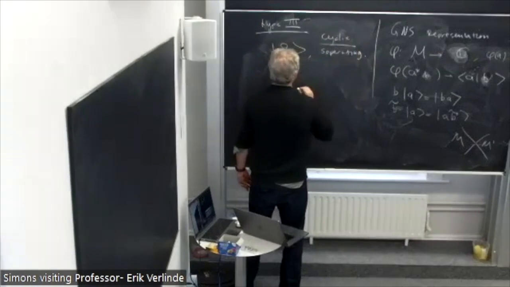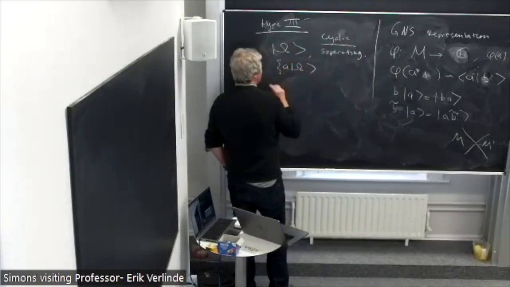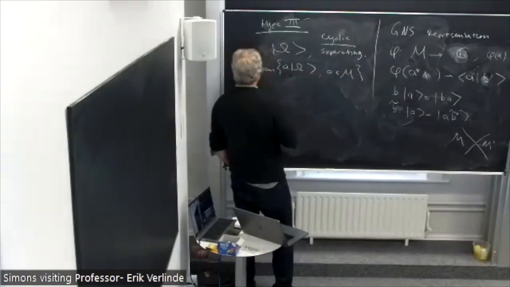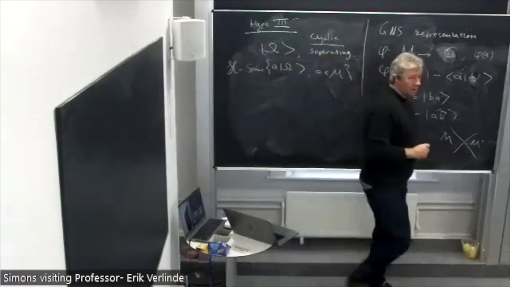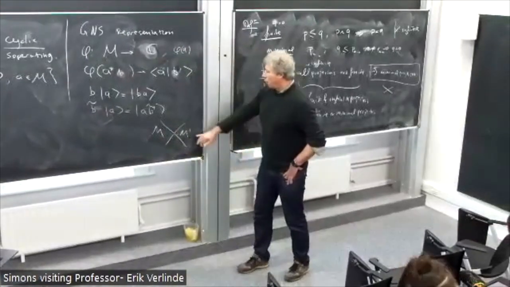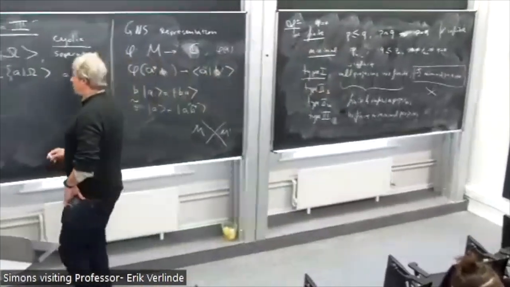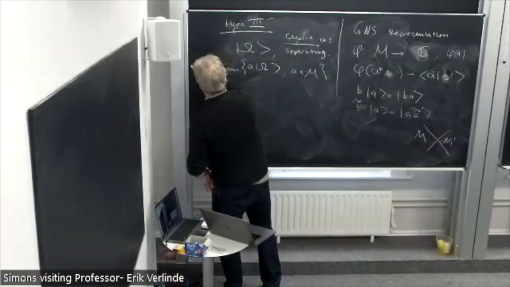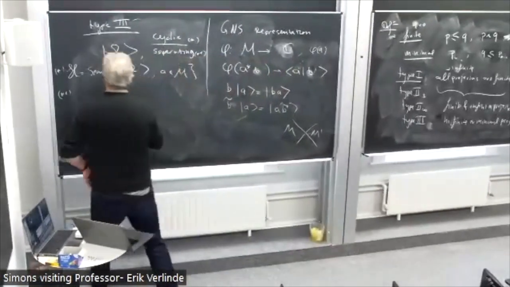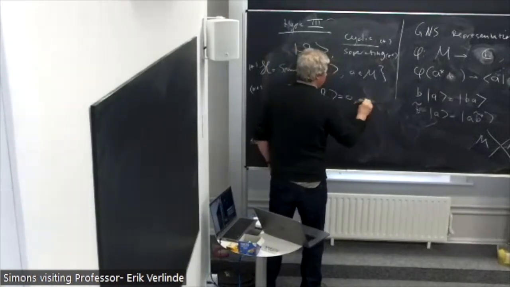So cyclic means that if I act with all the operators in M and look at the span of this set of states, this is actually the entire Hilbert space. So I can generate the entire Hilbert space by acting with the operators in, say, the left-hand side. I don't need to do anything on the right-hand side, and this is sufficient for getting all the states. Separating means that if an algebra element A is 0 on the state, then A is equal to 0.